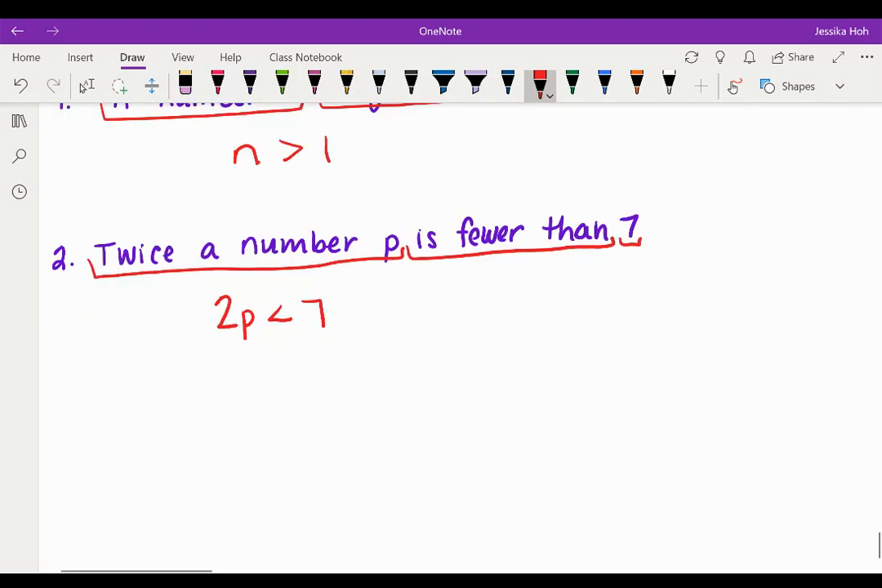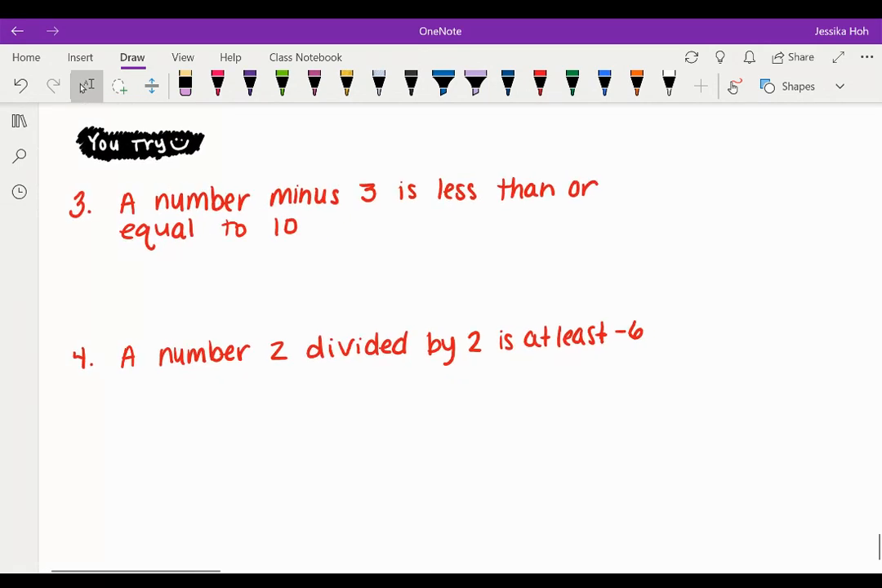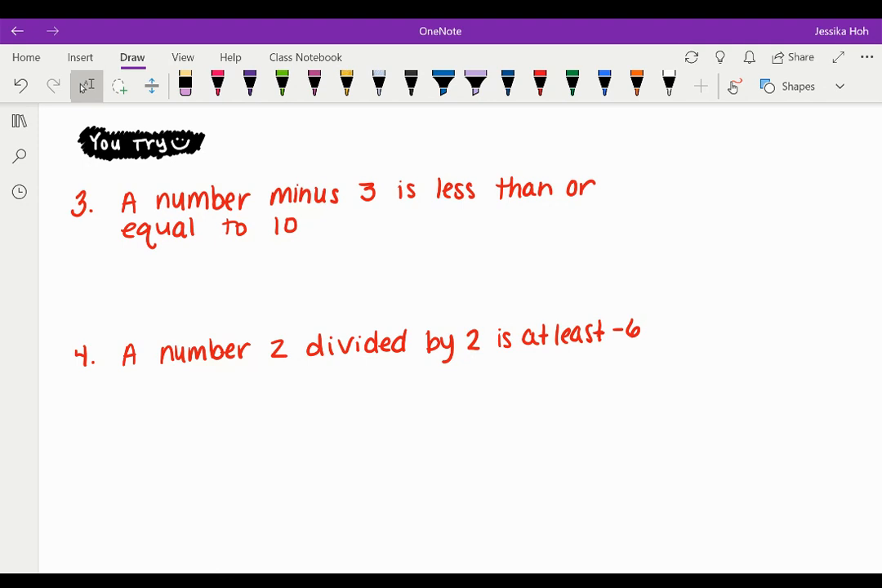All right, I have another set of U-tries for you. Same thing. Pause your video so you can try them. Number 3, a number minus 3 is less than or equal to 10. A number, you can use any, a number minus 3 is less than or equal to 10.